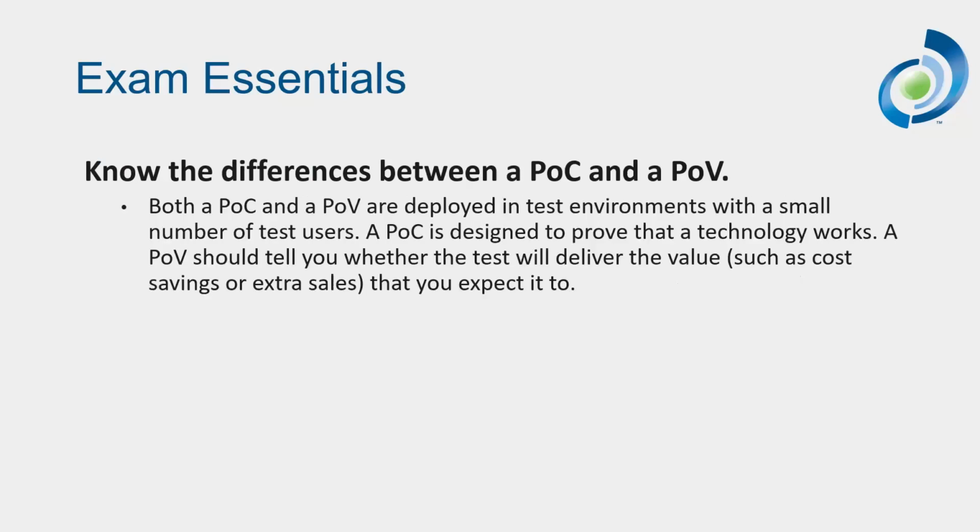Both POC and POV are deployed in a test environment with a small number of test users. A proof of concept is designed to prove that technology works. A proof of value should tell you whether the test will deliver the value, such as cost savings or extra sales, that you expect it to.